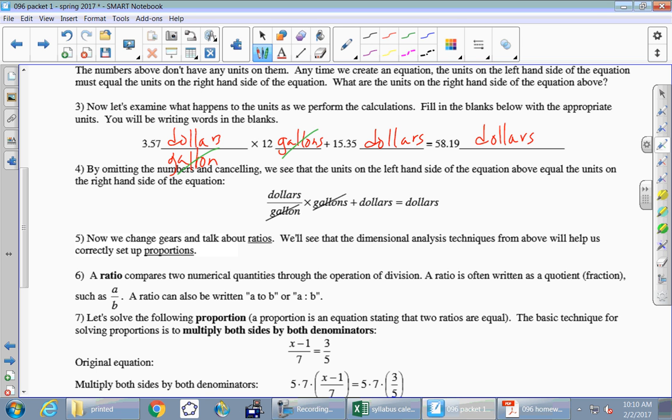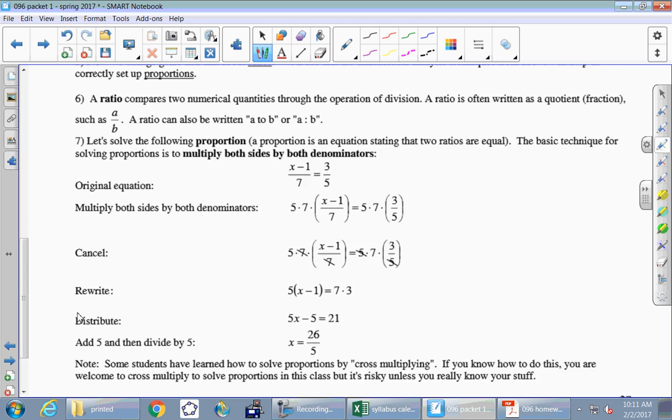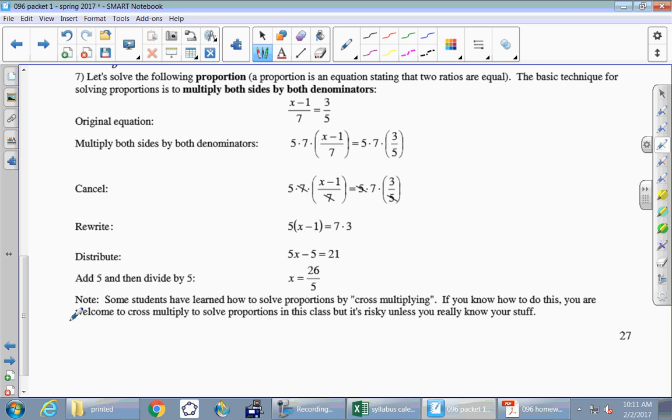Okay, number 7. Let's solve the following proportion. Definition here, a proportion is an equation stating that two ratios are equal. The basic technique for solving proportions is to multiply both sides by both denominators. Let's have a look at our equation here. So there's the equation. X minus 1 over 7 equals 3 over 5.